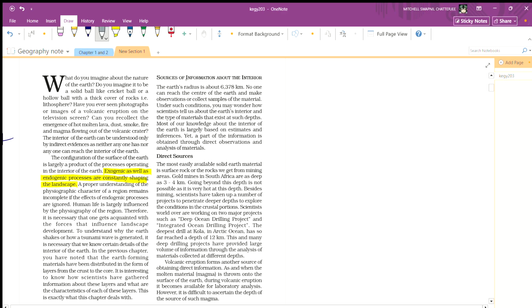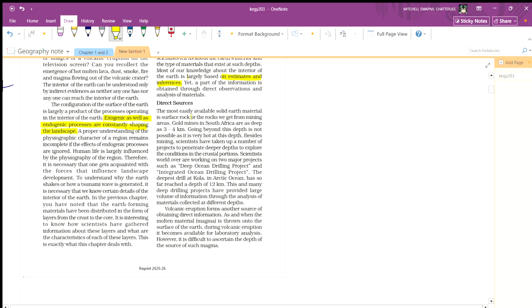The source of the information. The Earth's radius is 6,378 kilometers. No one can reach the center of the Earth and make complete observation or collect samples of the material. Under such conditions, you may wonder how scientists tell us about the Earth's interior and the types of material that exist at such depth. Most of our knowledge about the interior of the Earth is largely based on estimate and inference. Yet a part of the information is obtained through direct observation and analysis of materials.